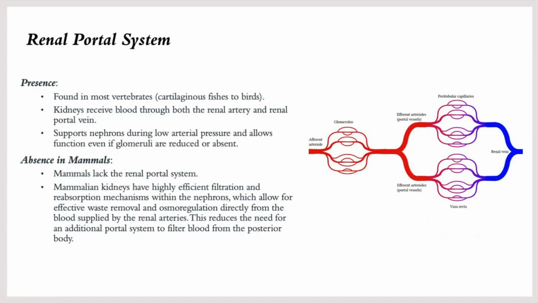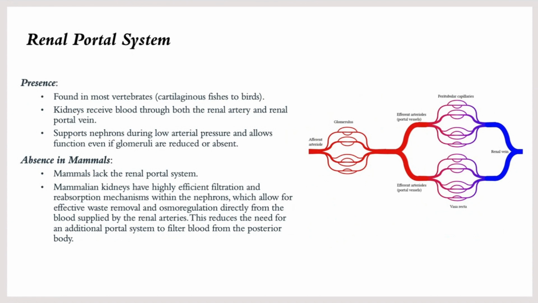Then we have something called the renal portal system, which is important in and can be found in cartilaginous fishes and birds, up until birds. So all the vertebrates except for mammals. Mammals do not have the renal portal system, but all the other vertebrates, they do.